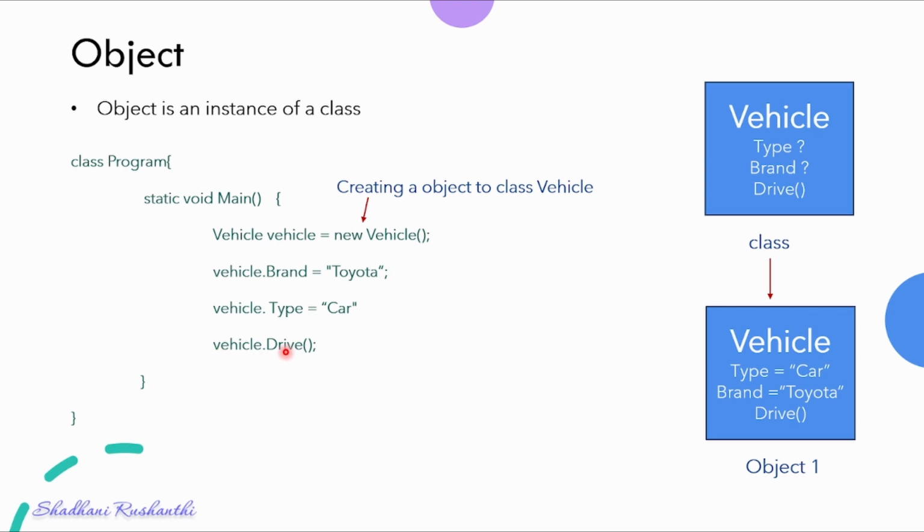Now we have a basic idea of how to create a class and an object using a class. Now let's gain more understanding about classes and objects using a simple application.